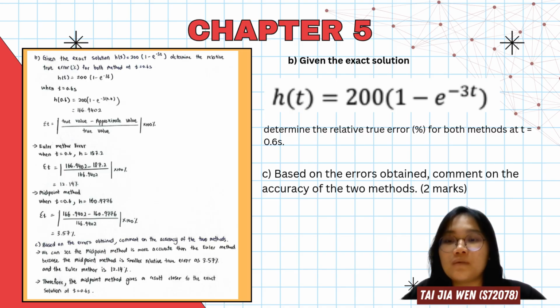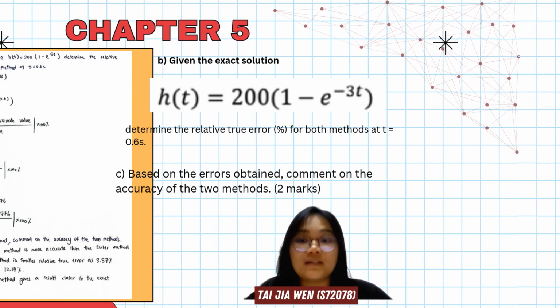For the C question, based on the error, comment on the accuracy of the two methods. First, we can see the midpoint method is more accurate than the Euler method, because the midpoint method's relative true error is 3.57% and the Euler method's is 12.14%. Therefore, the midpoint method gives a result closer to the exact solution at t equal to 0.6.